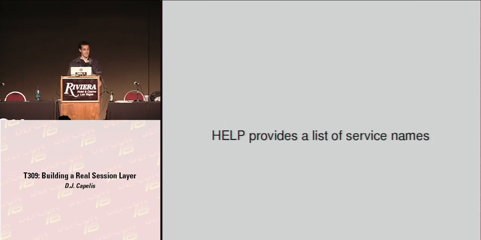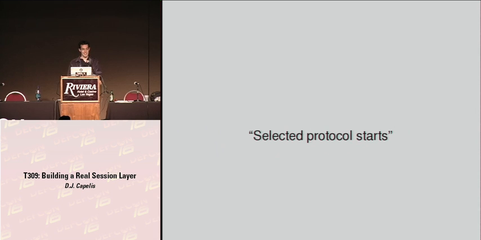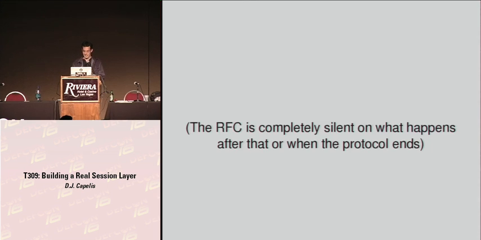HELP provides a list of service names. That's HELP, H-E-L-P, all caps, CRLF. Type of service name, followed by CRLF. Server responds with plus or minus, the characters, followed by an optional message, and yes, CRLF. And then it says simply, the selected protocol starts. Not sure what that means always, but the selected protocol starts, and that gives us a little bit of room to do things that are a little bit not entirely what they envisioned.